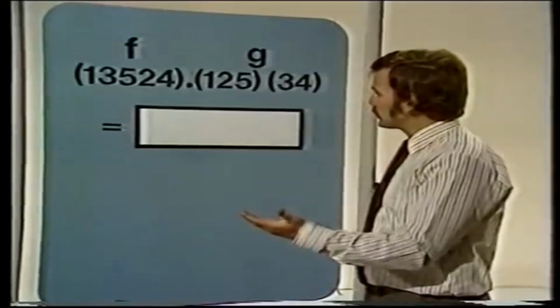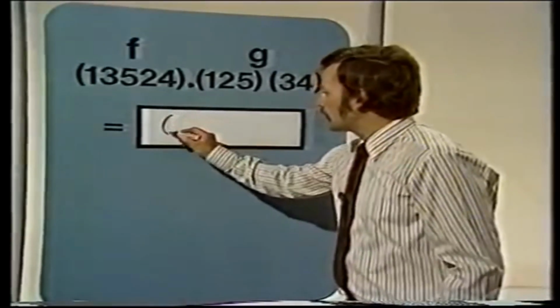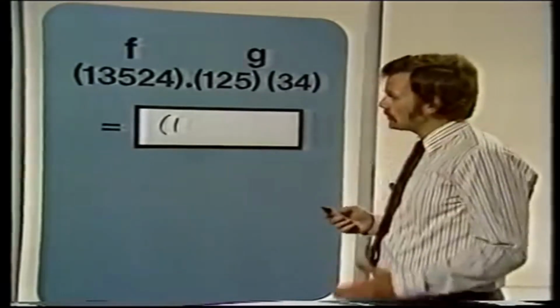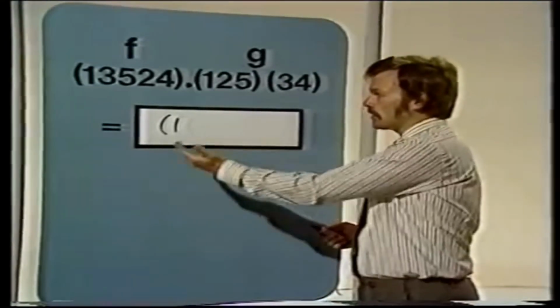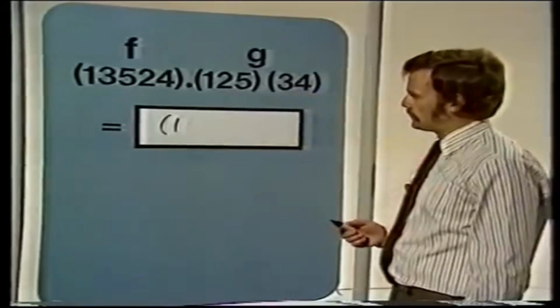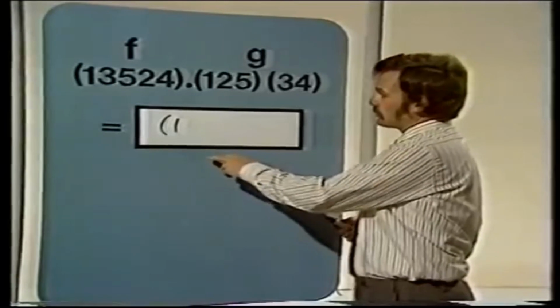Well, I could start with any symbol. The obvious one to choose is 1. Let's see what happens to the symbol 1 under the product. Now, the first thing to remember is that in a product like this, FG, it's the one on the right, the G, that acts first. So let's pursue what happens to 1.